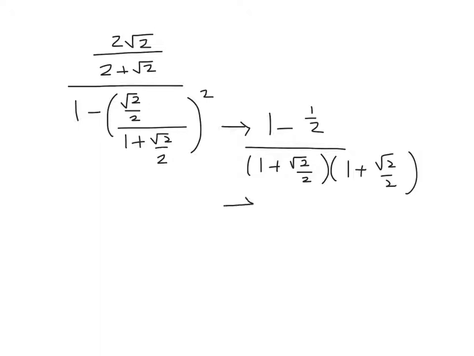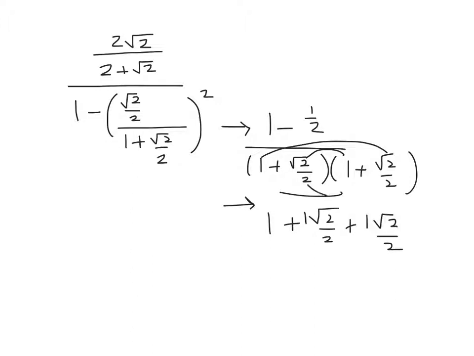So if I do first times first, I'll have 1. If I do outside times outside, I'll have 1 root 2 over 2. If I do inside times inside, I'll have another 1 root 2 over 2. And if I do last times last, I'll have root 2 times root 2, which is 2, over denominator times denominator, 2 times 2 is 4, which of course is 1/2.